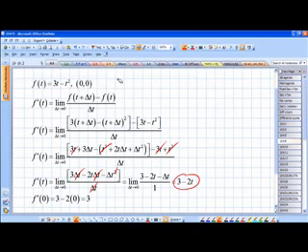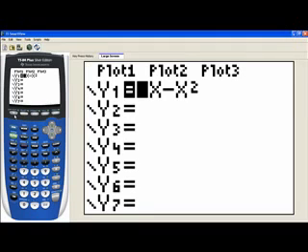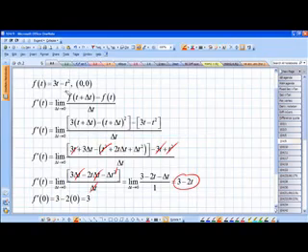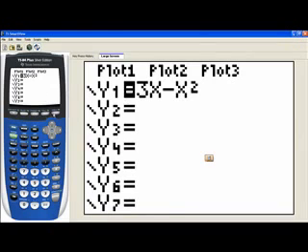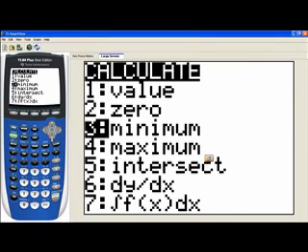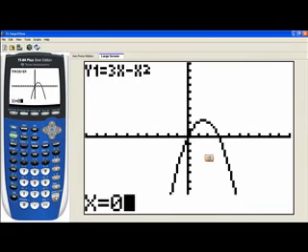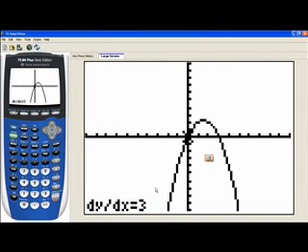Now looking at the calculator, we can examine this as well. So what I've done is put in y equals 3x minus x squared as opposed to 3t minus t squared. And so here's a graph of it. First, just graphically, you can do second calc and go down to dy/dx, because that's, of course, one version of our derivative notation we can use. And we can just type in 0 and press enter, and it tells us dy/dx is 3.